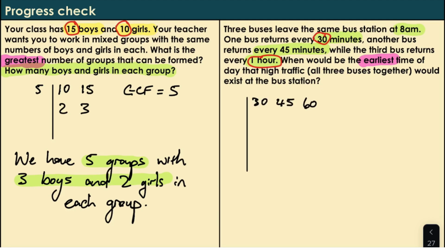Let's do it. Common prime factor, 3. We divide all of them by 3. Common prime factor, 5. Divide them all by 5. We don't have a common prime factor for 2, 3, and 4. However, 2 and 4, they have a common prime factor of 2. So I'll divide those by 2.